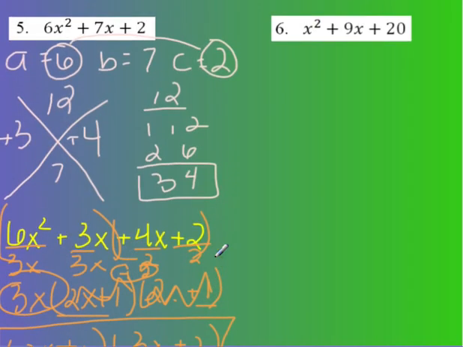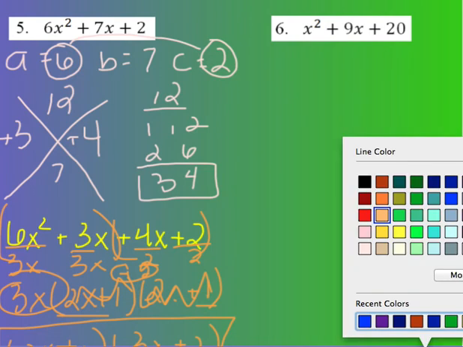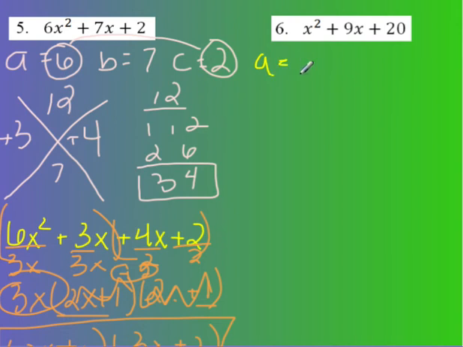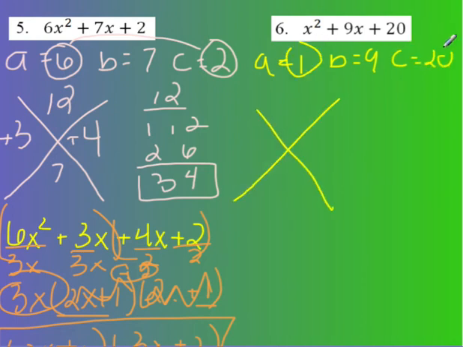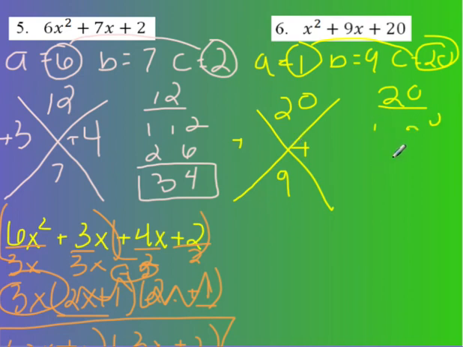Okay, let's take a look at number 6. For number 6, we're going to start by assigning our A, our B, and our C values. A is equal to 1, B is equal to 9, and C is equal to 20. So let's go ahead and set up our x. We're going to take 1 times 20, and that's going to be our product, which is 20. So we're multiplying to 20 and adding to 9. Let's take a look at the things that multiply to 20. Since both are positive, we're going to have two positive factors. We have 1 and 20, 2 and 10, 4 and 5.